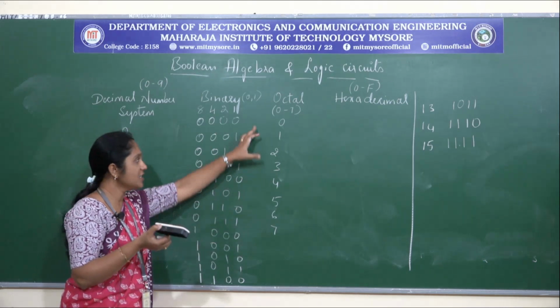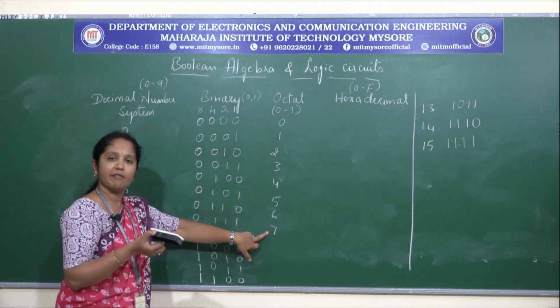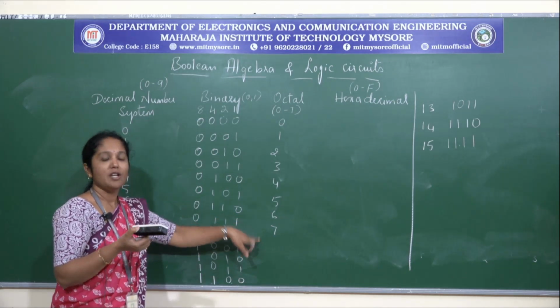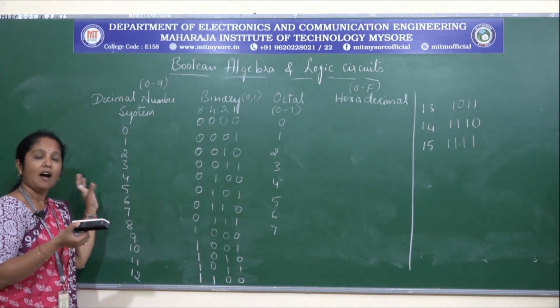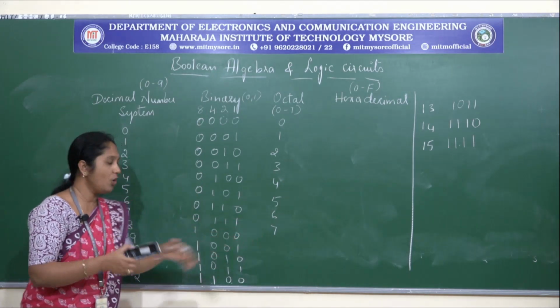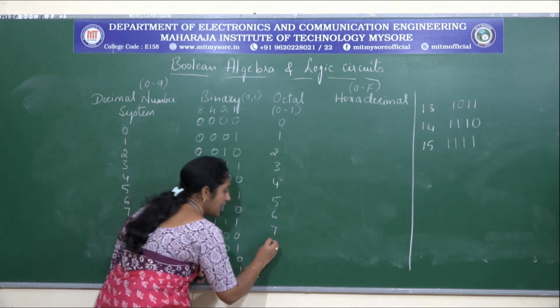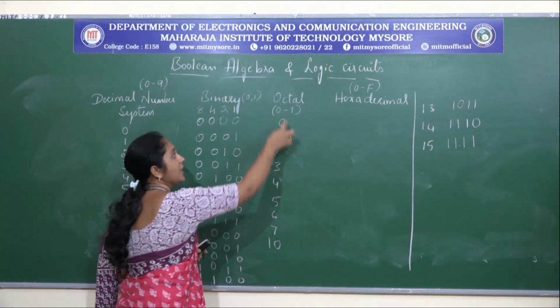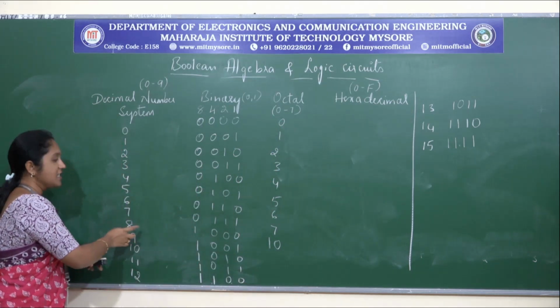In octal, since we have the maximum number as 7, the next number will start with 10, similar to the decimal. After 9, how do we write? Similar to that, we need to write here also. Therefore the next number is 10, which is nothing but 8 in the decimal number system.